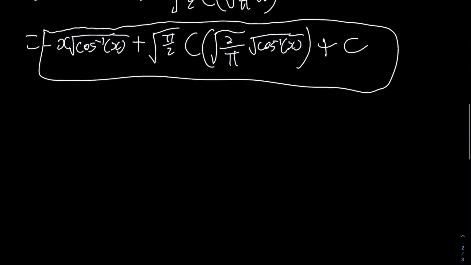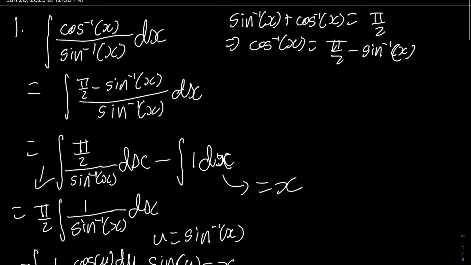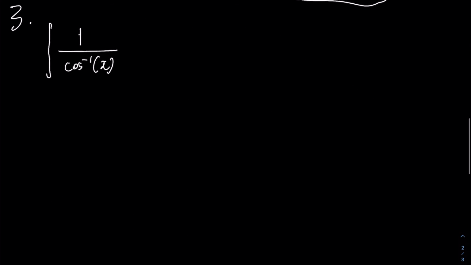And finally, looking at the third integral that we have for today, and that is going to be the integral of 1 over the inverse cosine of x, squared, dx. Well, that is very similar to what we've done in the first question. So how do we go about this?